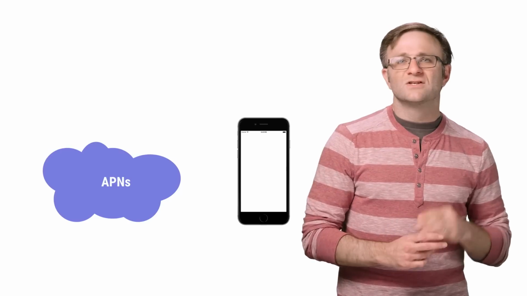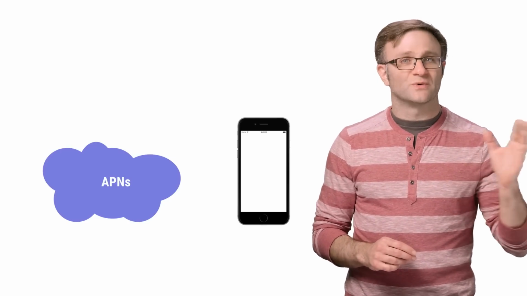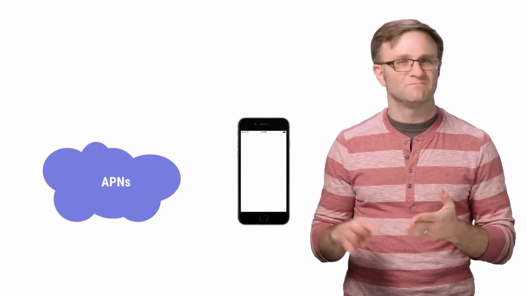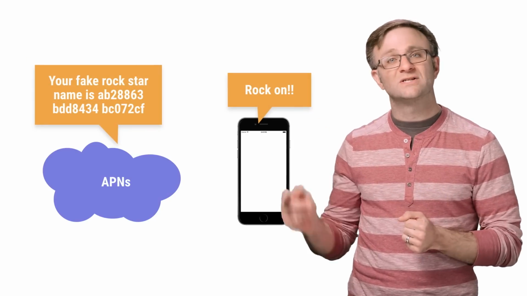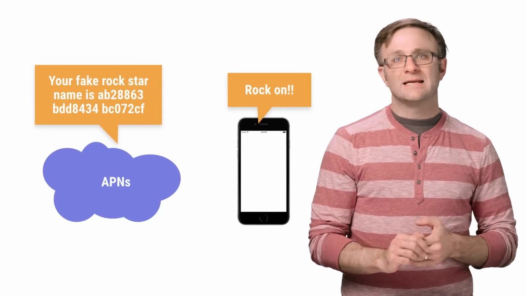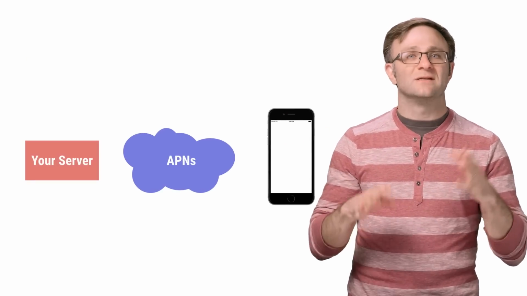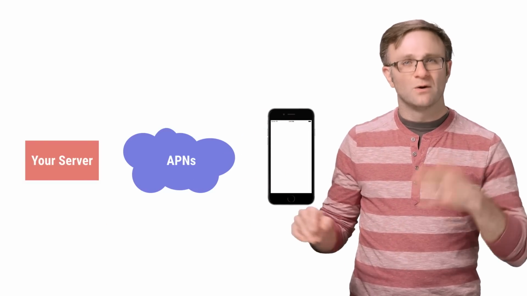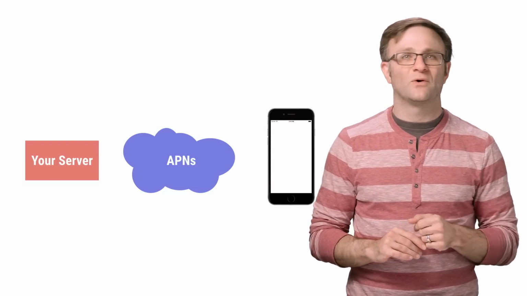So when your app gets permission from your user to receive notifications, iOS talks to APNs and requests a device token, basically a fake rock star name, which is then given to your app. Now, if you were just building an iOS app using nothing but APNs, you'd need to pass this token back to your server somehow. We'll get into what GCM does at a later point.